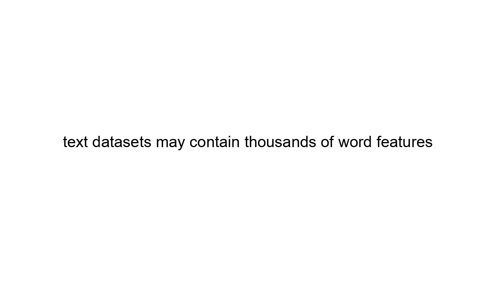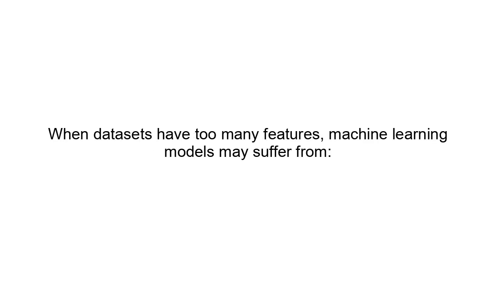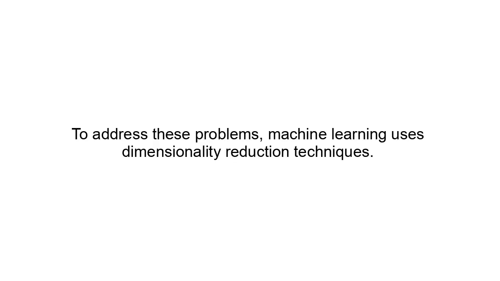Dimensions. For example, image datasets may contain thousands of pixel features. Text datasets may contain thousands of word features. Financial datasets may contain many indicators. When datasets have too many features, machine learning models may suffer from slow training, increased computational cost, risk of overfitting, difficulty visualizing the data. To address these problems, machine learning uses dimensionality reduction techniques.